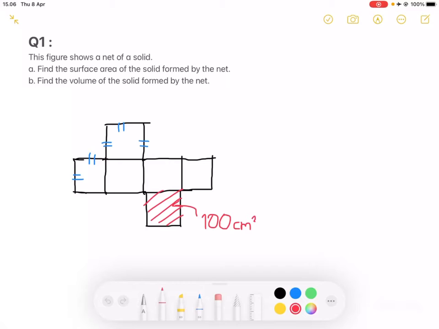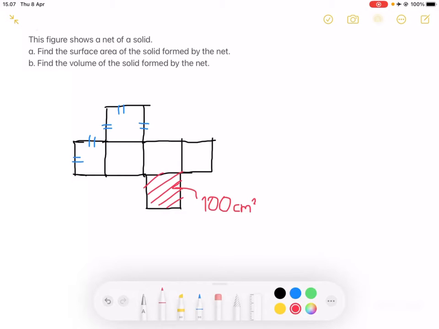Today we're going to look at some problems involving the volume and surface area of prisms. So here's question 1. This figure shows a net of a solid. And this is most likely a prism because we're talking about the volume and surface area of prisms. So for part A, we need to find the surface area of the solid formed by this net, and then we need to find the volume.